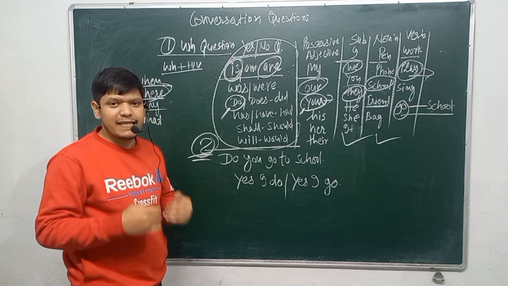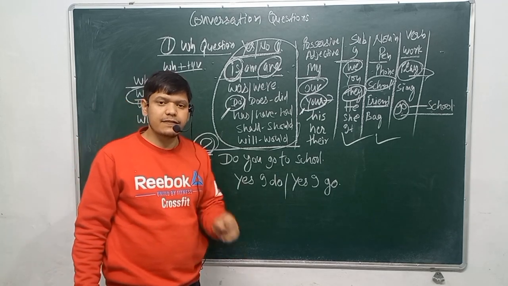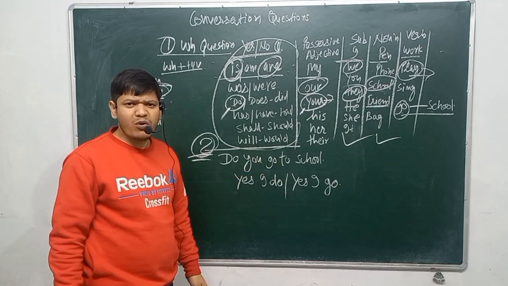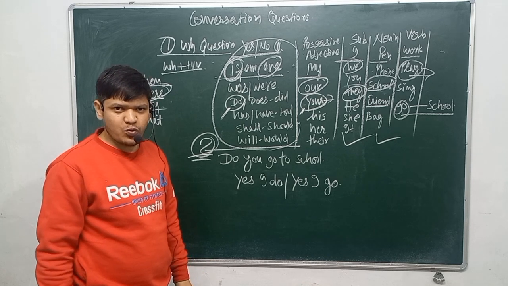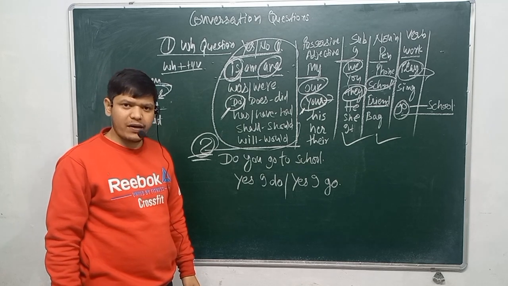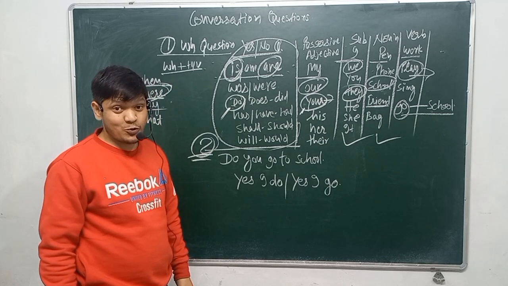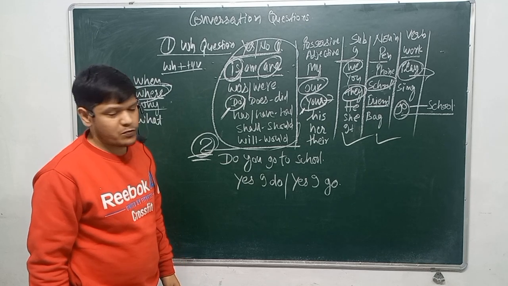For example, does she go to school regularly? Yes, she does. This is the short answer. And yes, no, no answer. No, she doesn't go. No, she doesn't. Does she go to school? Yes, she does. Or else, yes, she goes to school. Or else, does she go to school? No, she doesn't. No, she doesn't go to school.